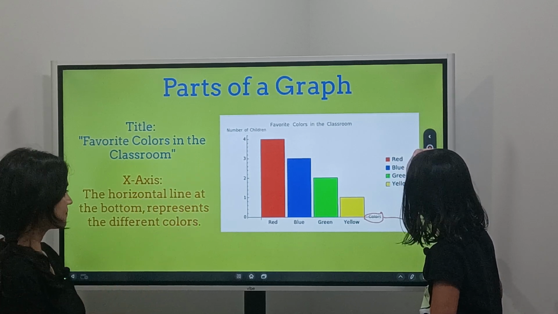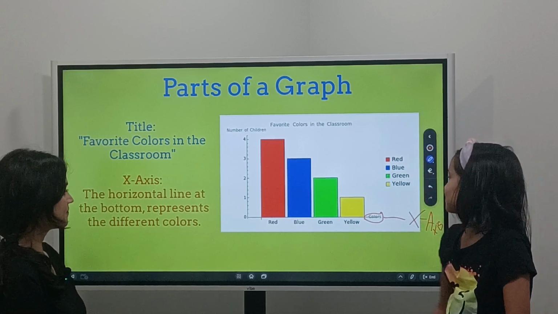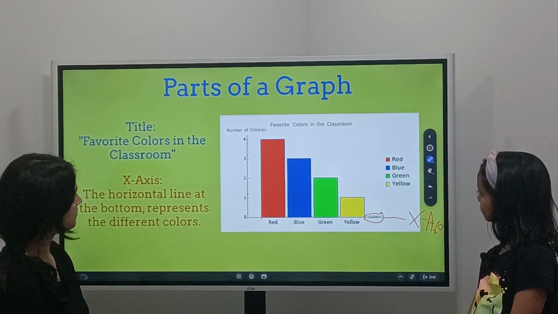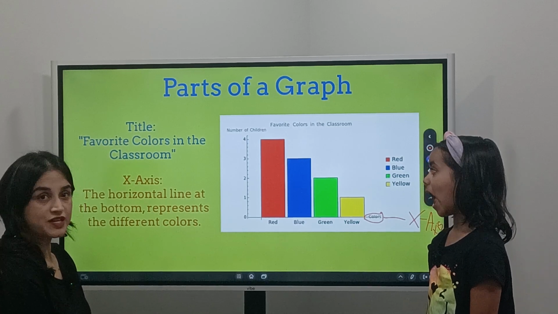What else? What else does a graph have? Let's go to the next slide.